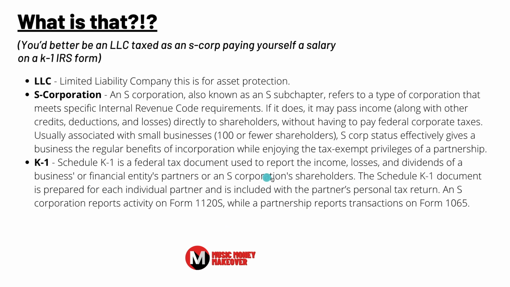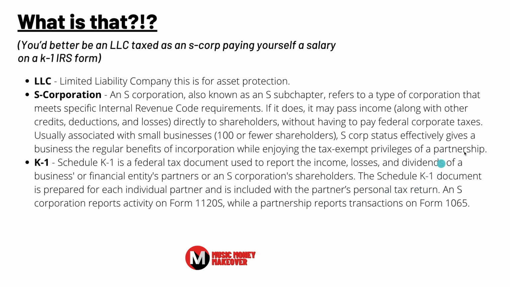This K1 is just a document that reports the income, losses, and dividends of a business or financial entity's partners or of an S corporation's shareholders. The Schedule K1 document is prepared for each individual partner and is included with the partner's personal tax return. That's the key phrase. That's where you're going to draw down your salary. Let's say you made $100,000, but you paid yourself $40,000 and left $60,000 in the business. You will report that $40,000 salary in your K1 on your personal tax return.